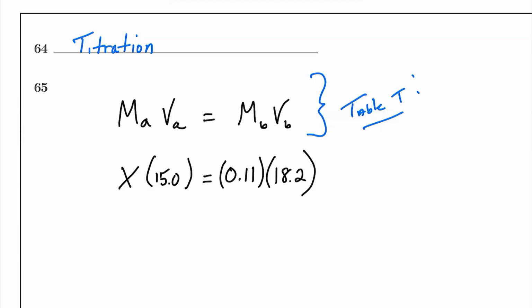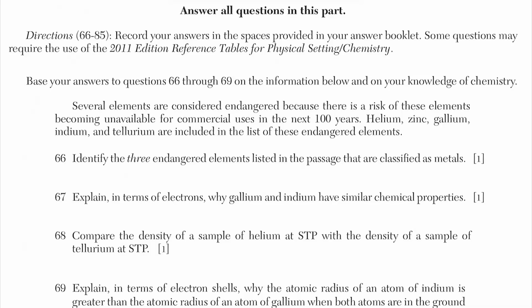On to number 66. Identify the 3 endangered elements listed in the passage that are classified as metals. So I like to go right to the question, and I did, but it looks like I have to go back. So I looked for 3 endangered. So I got to go back to the reading into what I call the blurb.